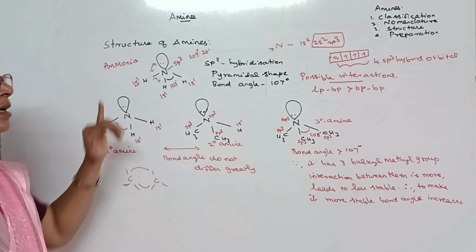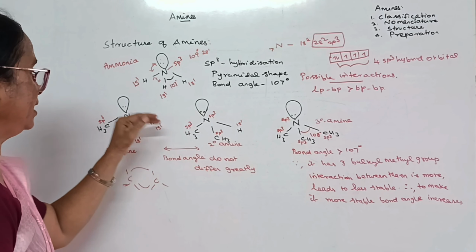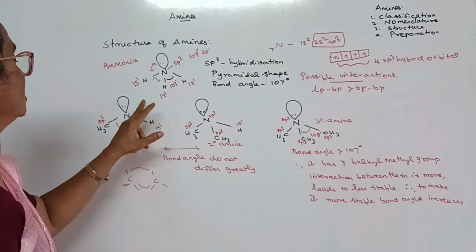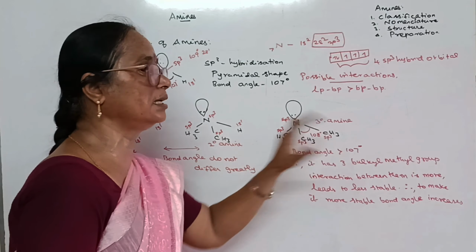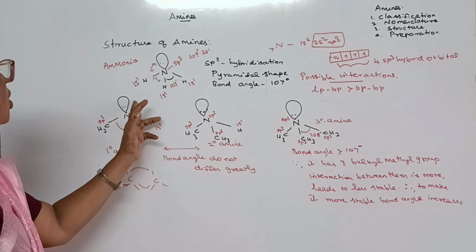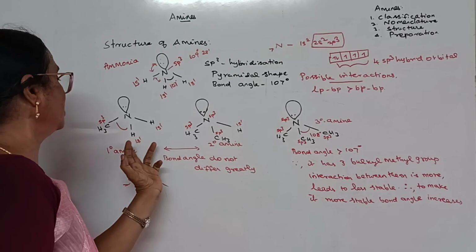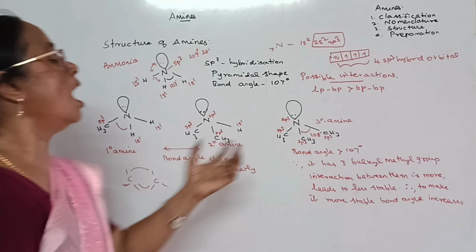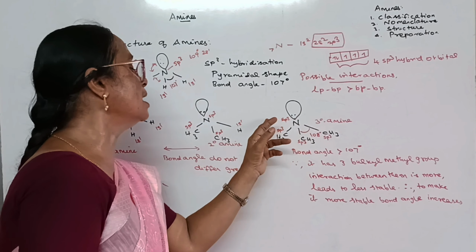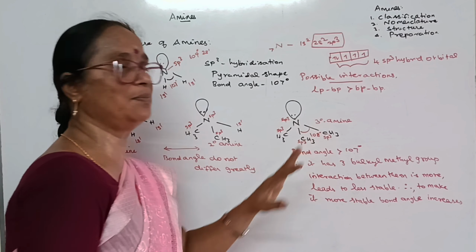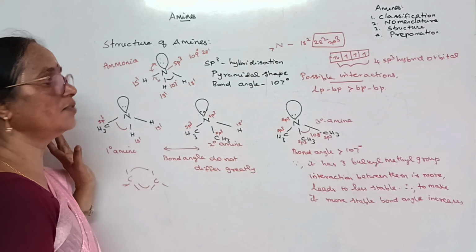In ammonia, the nitrogen is sp3 hybridized, and in amines also the nitrogen is sp3 hybridized, but the possible overlapping depends upon whether it is primary, secondary or tertiary. If it is primary, there is overlapping between the sp3 hybrid orbital of nitrogen and the 1s orbital of hydrogen. If it is tertiary, the 3 sp3 hybrid orbitals of nitrogen overlap with the sp3 hybrid orbitals of carbon. That's all about the structure of amines.